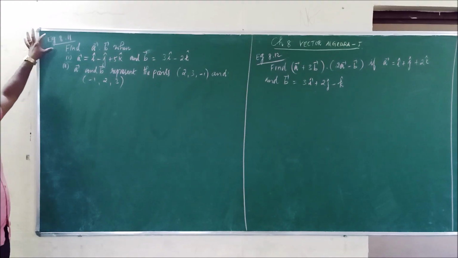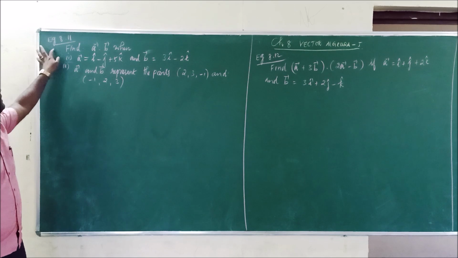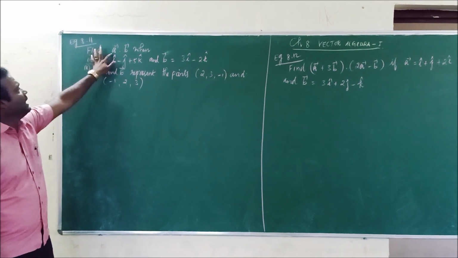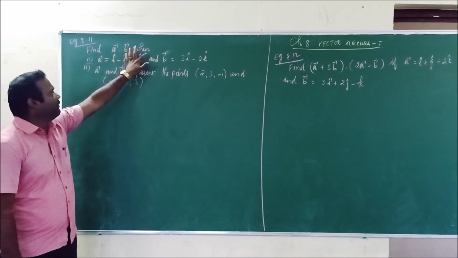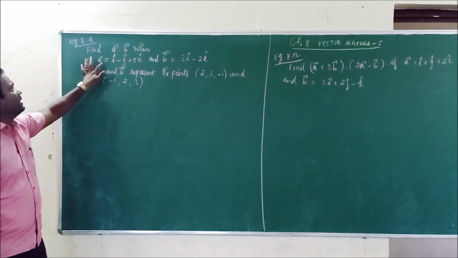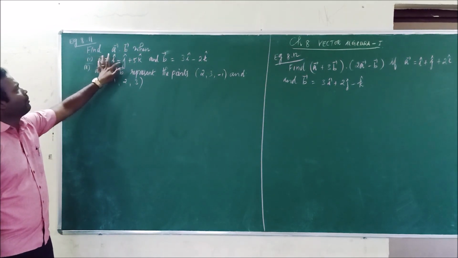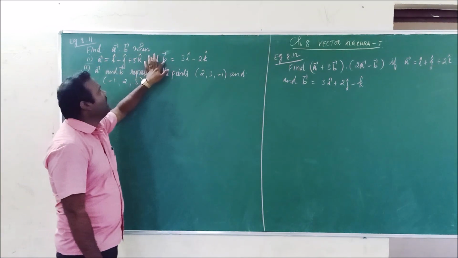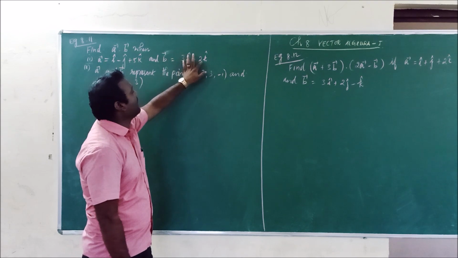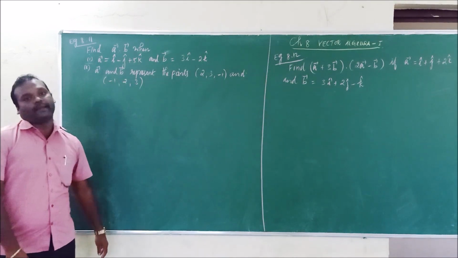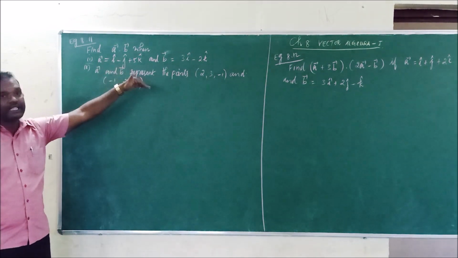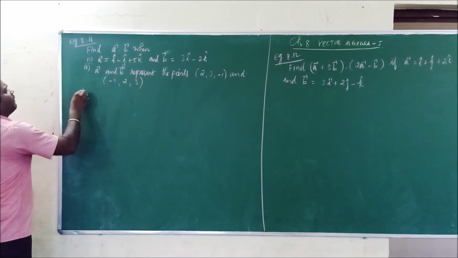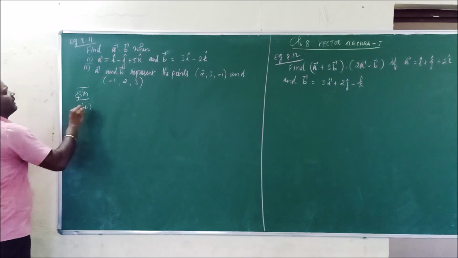Next, we are going to see example 8.11. Find A vector dot B vector when, in the first subdivision, A vector equals I cap minus j cap plus 5k cap and B vector is equal to 3I cap minus 2k cap. And we also have another subdivision. Let me solve the problem one by one. First we are going to solve the first subdivision.